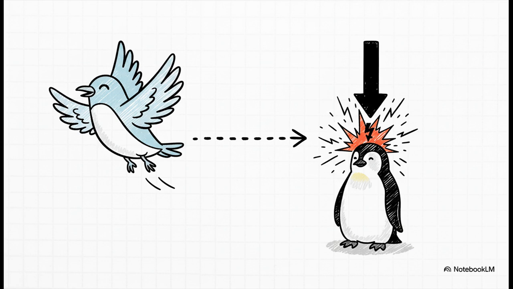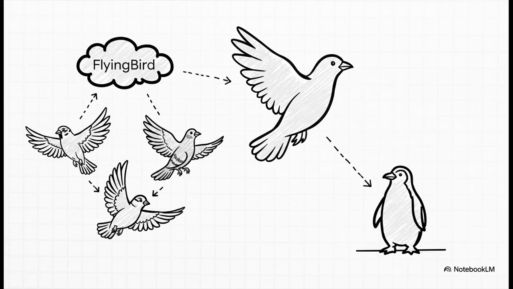The code compiles, everything looks fine, but then at runtime, some piece of your code gets a list of birds and says, okay, everyone, fly. And the whole application crashes. The penguin class broke the promise. It surprised the caller. The fix is a fundamental shift in thinking.